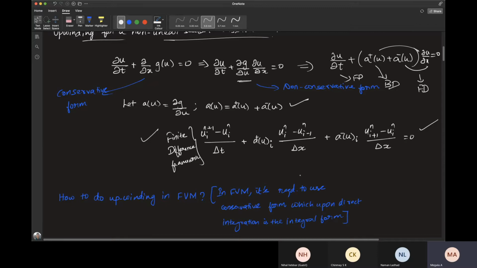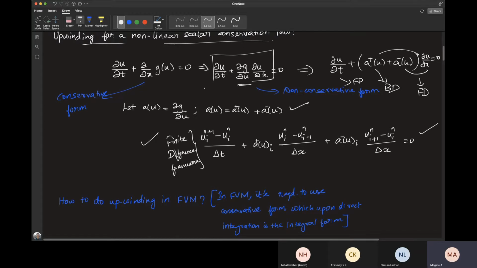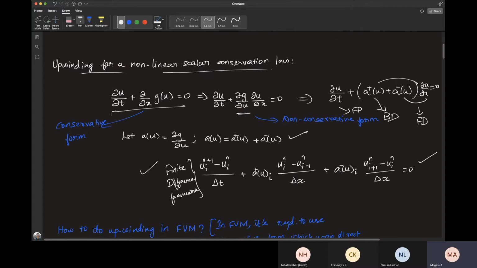Now how to do it in the finite volume framework is our question. We cannot just consider this non-conservative form and go about doing the upwinding. In the finite volume framework, we actually started with the integral form of the conservation law, which is essentially this conservative form with an integral over the domain, in each cell. So omega here represents just a cell. This conservative form will be integrated.